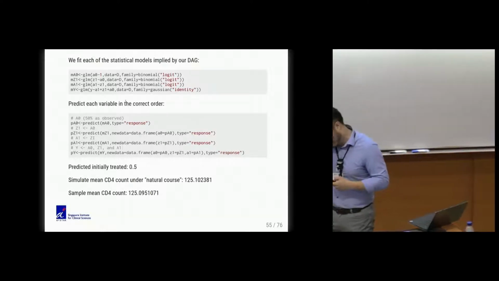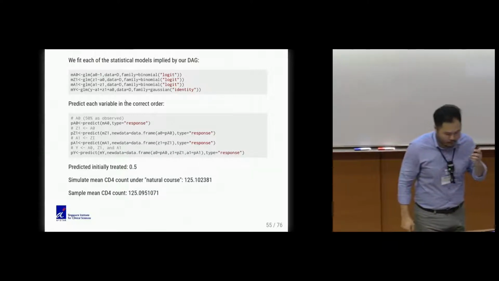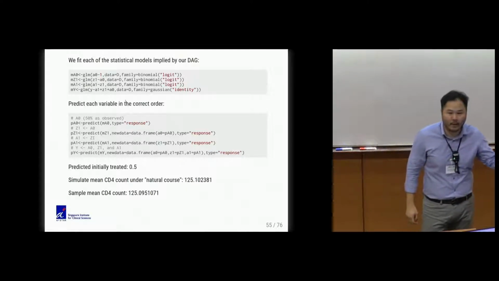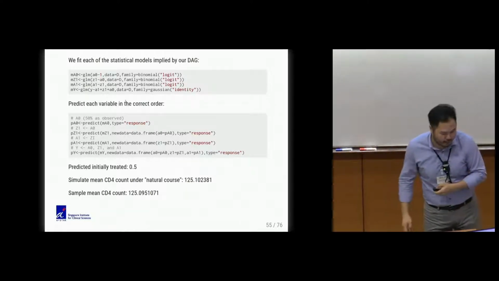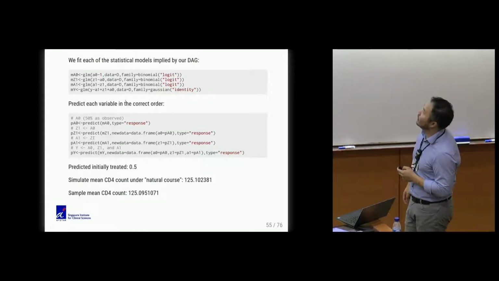All right, so we fitted the models. And then we want to do that diagnostic that I said before: estimate what the mean outcome value is under the observed values, just as a sanity check. So we predict the probability of A0, and then, because it comes first, we predict the probability of Z1 given the predicted model for A0. And then we fit A1 given the model for Z1. Finally, we predict the mean outcome given A0, Z1, A1.